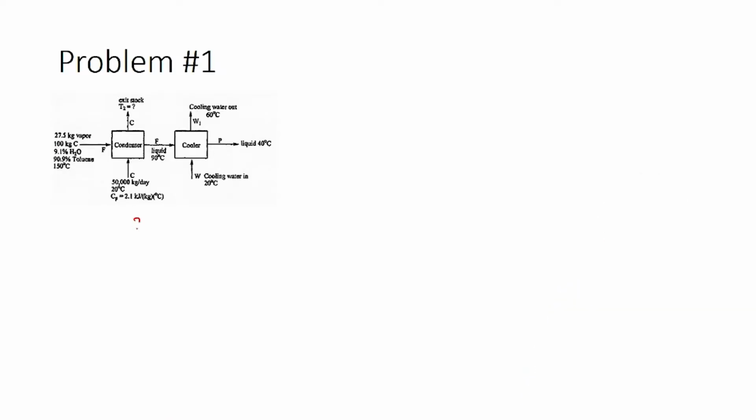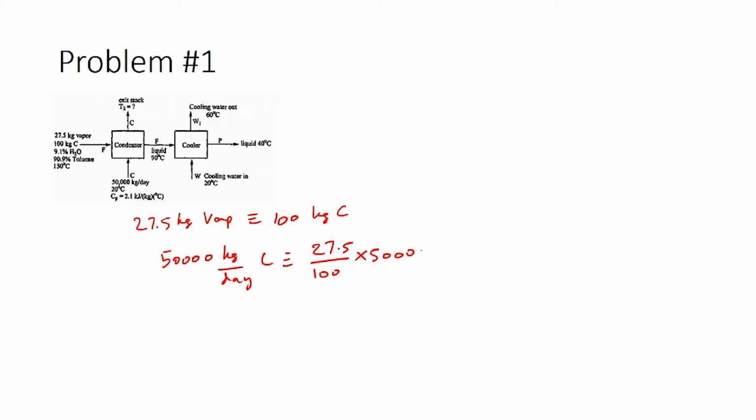So, we have 27.5 kilograms of vapor fed per 100 kilograms of coolant. So, we actually have 50,000 kilograms per day of coolant coming in, which means the mass of vapor which is fed would be 27.5 divided by 100 times 50,000. So, this is equal to 13,750 kilograms per day. So, this is the mass of vapor which is being fed to the system. So, we know that out of this 9.1% is water, and the rest, 90.9%, is toluene, C7H8.